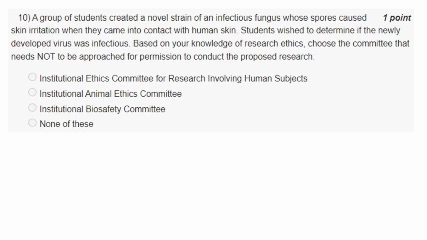The animal ethics institutional animal committee. Okay, so according to the question, obviously, if you are checking if it's infectious when it comes to contact with human skin, that means at some point of your research, you're going to try it with a human. So obviously, if you're using human subjects, that's a huge trial that you need to go through.